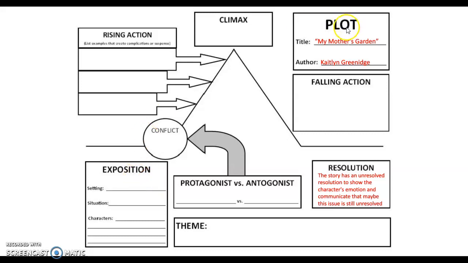Hello everyone, we're going to do a plot diagram or a plot chart, which just means plot. The word plot just means the events of the story. So we're basically going to outline the events of the story from beginning to end, from the least intense moments to the most intense moments, and then how that story is resolved. So we're doing My Mother's Garden today.